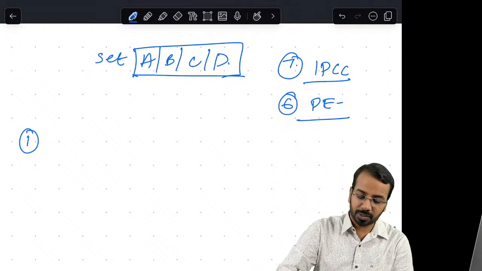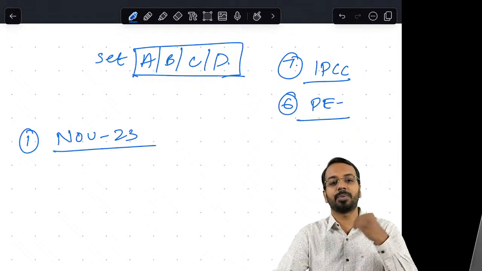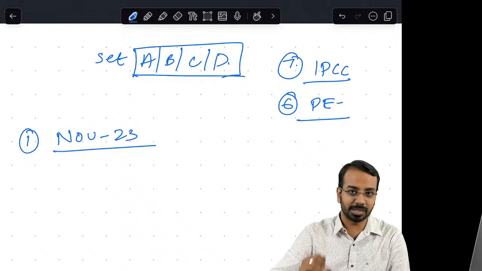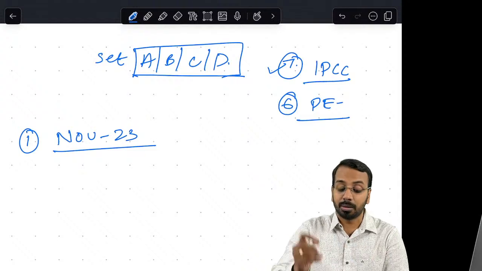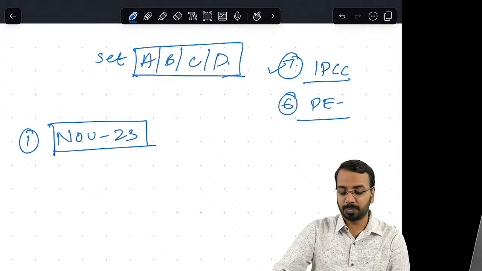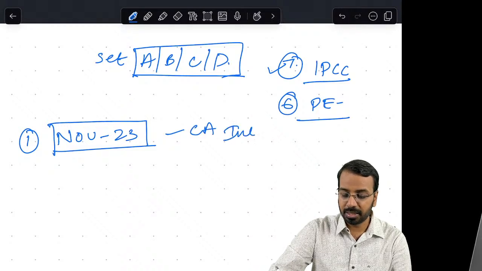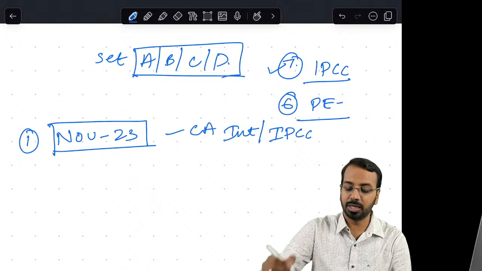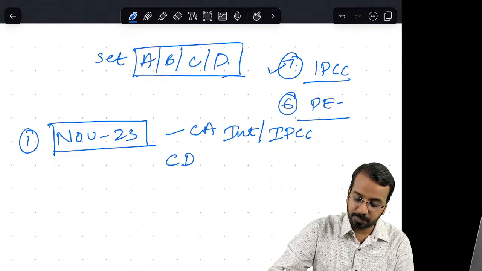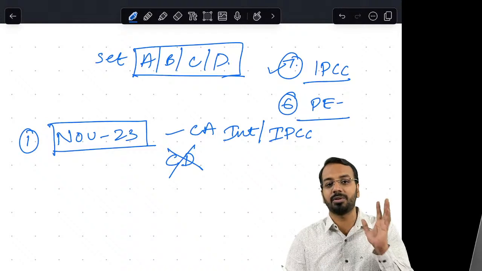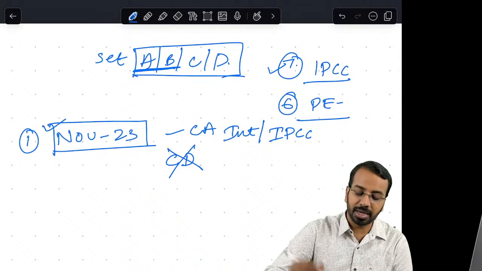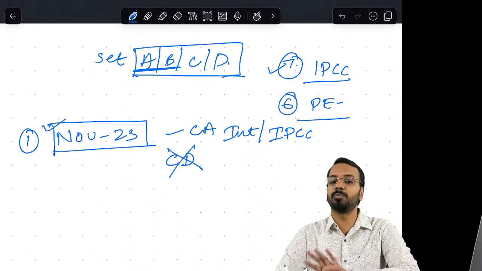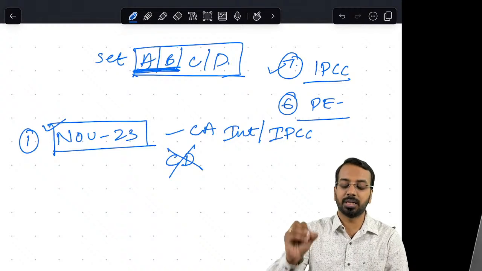In other words, if you have cleared your CA inter examination by November 23, whether you have written 5, 6 papers or 7 papers or 8 papers, let us say you are from IPCC background, okay, you have written only 7 papers, or you have written partly under old scheme, partly under new scheme, but if you have cleared in November 23, which examination? Your CA inter examination or IPCC examination, then C and D is not applicable. Even if you have cleared only 7 papers, C and D is not applicable, meaning to say only A and B is applicable. So if you have cleared in November 23 examinations or before that, only 2 papers are applicable, that is A and B.